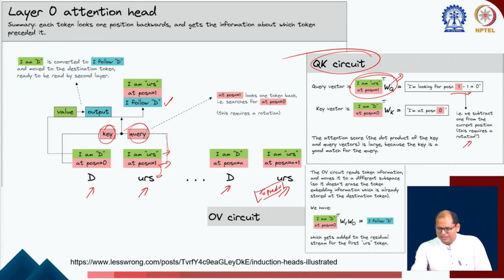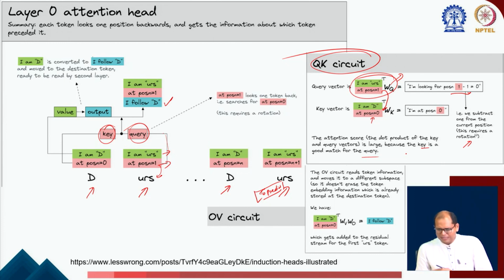At the previous position, this is the corresponding key: I am D at position 0. After some rotation, you can find the corresponding one at the previous position. You understand there is no explicit position in the transformer, there is only position embedding. So you can rotate and get the previous position, and you get the word at the previous position. When you do a dot product, you typically get a high score, because this key would be a good match for the query. That is what happens in the QK circuit.